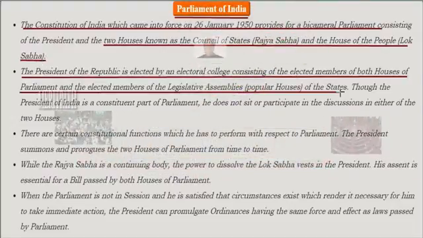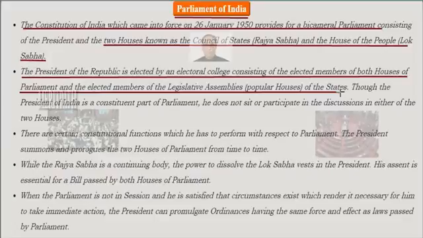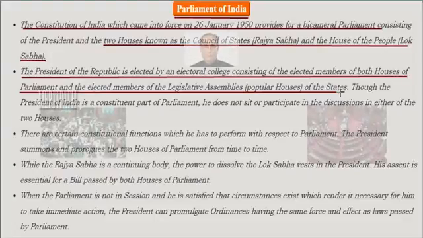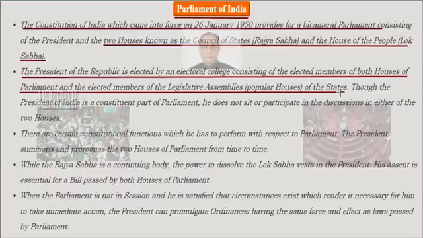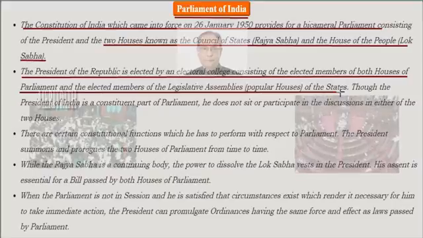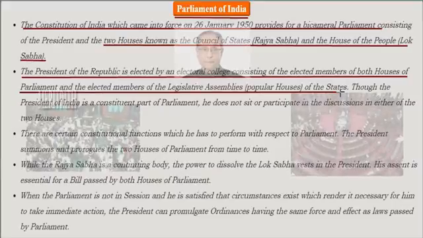The President of the Republic is elected by an electoral college consisting of the elected members of both the houses of parliament and the elected members of legislative assemblies, the popular houses of the states. Legislative assemblies are the houses of the states.